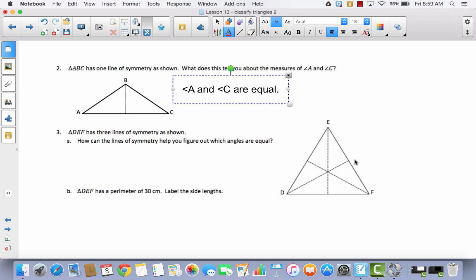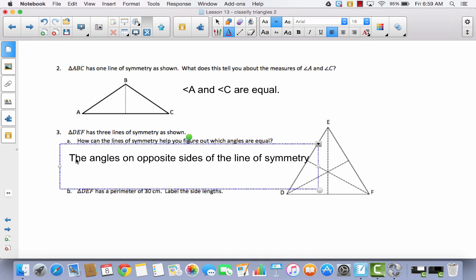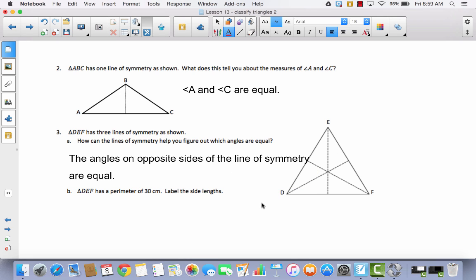Triangle DEF has 3 lines of symmetry. How can the lines of symmetry help you figure out which angles are equal? Well, if this is a line of symmetry, then that tells me that this angle and this angle are equal. If this is a line of symmetry, it tells me this angle and this angle are equal. So let's say, how can the lines of symmetry help you figure out which angles are equal? The angles on opposite sides of the line of symmetry are equal. All right, so triangle DEF has a perimeter of 30 centimeters.